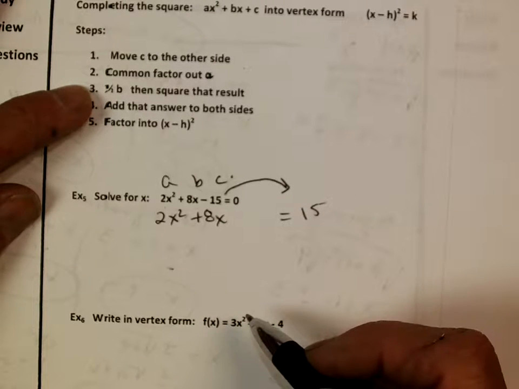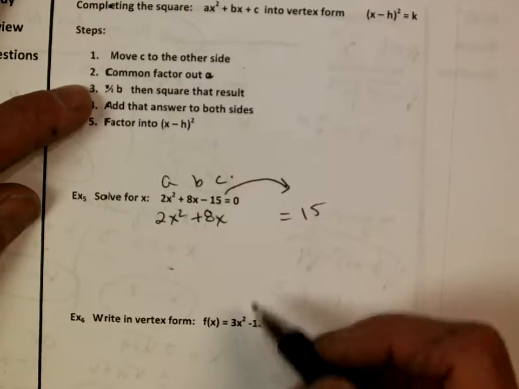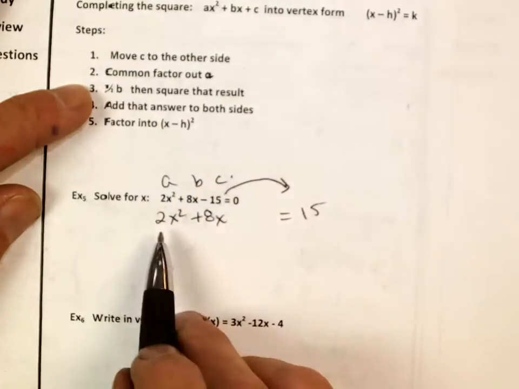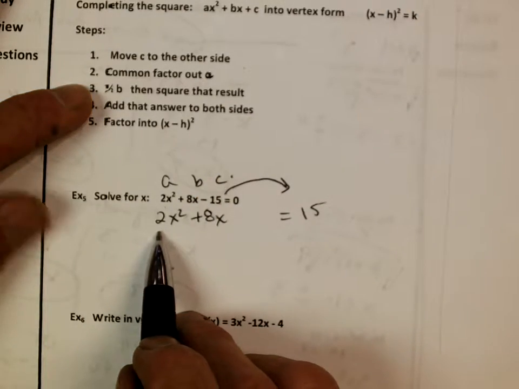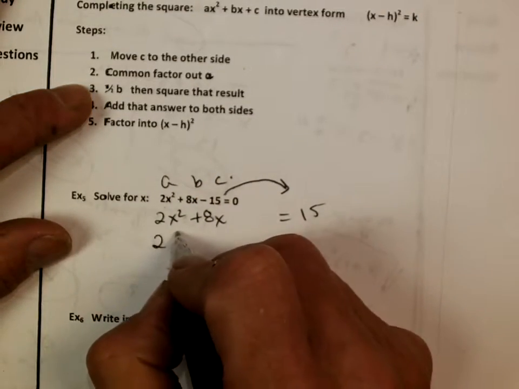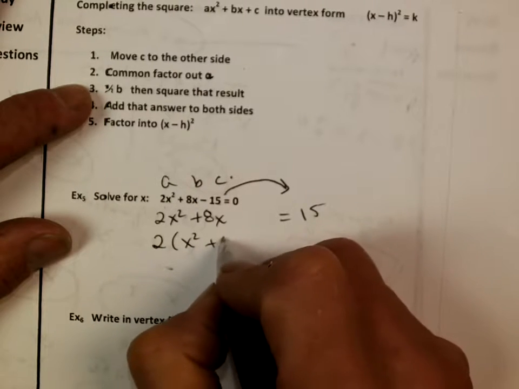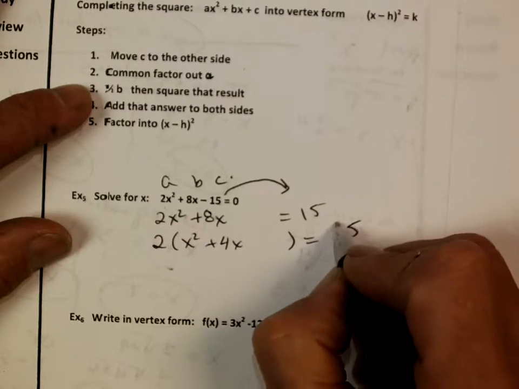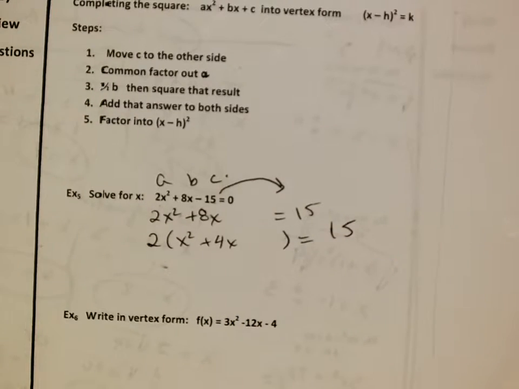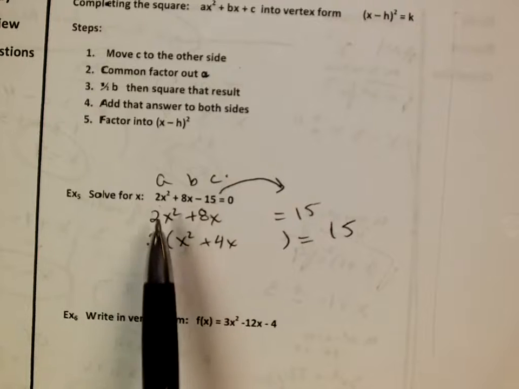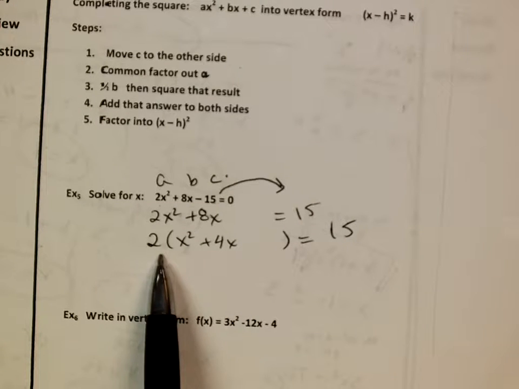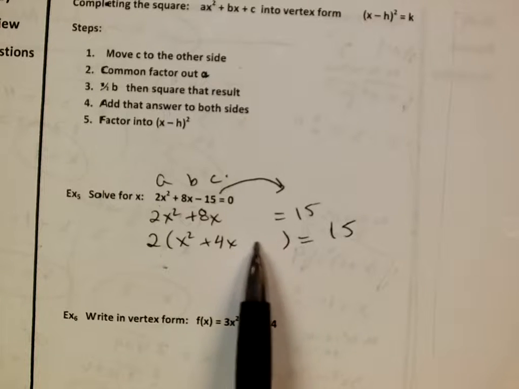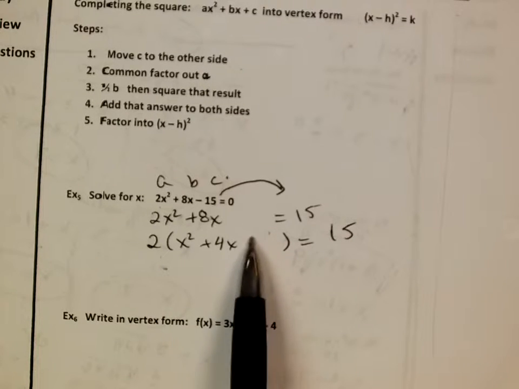Step 2, common factor out A. What does that mean? Well, here's my 2. I'm going to common factor out, so I'm going to rewrite this as 2 parentheses x squared plus 4x. We are going to practice this a bunch because it's a little weird, but if you follow the steps, okay? So I common factored out my 2. I pulled out the 2. And then what was left was x squared plus 4x. Now leave a space right here because we're going to fill this in.